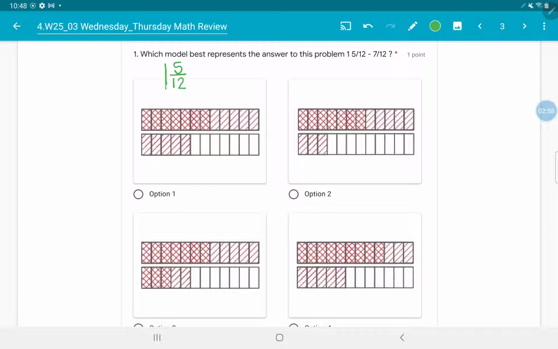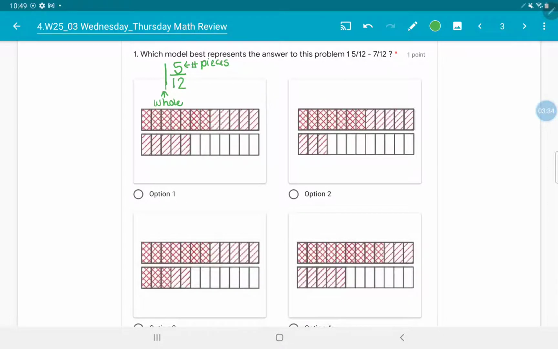1. There's 1 whole. And how many 12th size pieces do I have? My number is 1 5/12. The 1 tells me the number of wholes that I have. What number tells me the pieces I have? 5. There's not a 15 in there, honey. So I have 5 12th size pieces shaded.